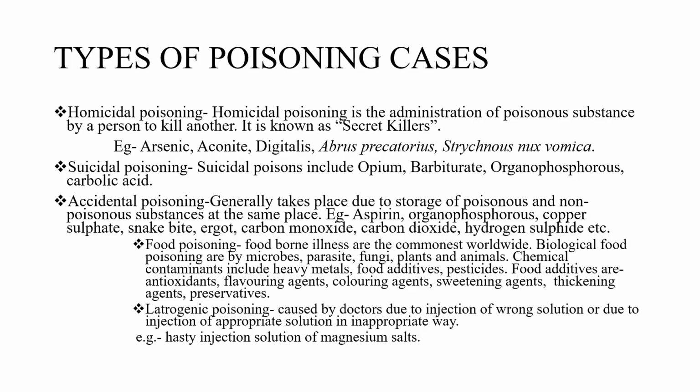So, poisoning cases. The types of poisoning cases are basically divided into four categories: homicidal poisoning, suicidal poisoning, accidental poisoning, and miscellaneous. Miscellaneous includes various types of poison. Homicidal poisoning is when a person is given poison by some other person with the intent to kill the person. These types of poisonings are known as secret killers.